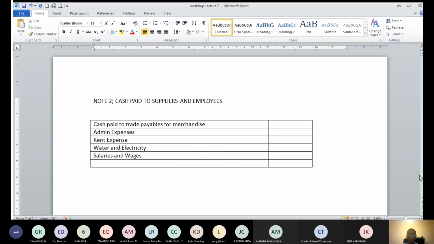So note number 2, the cash paid to trade payables for merchandise was actually given to you. And that amount there is then the amount of 92,800 Rand. Okay.